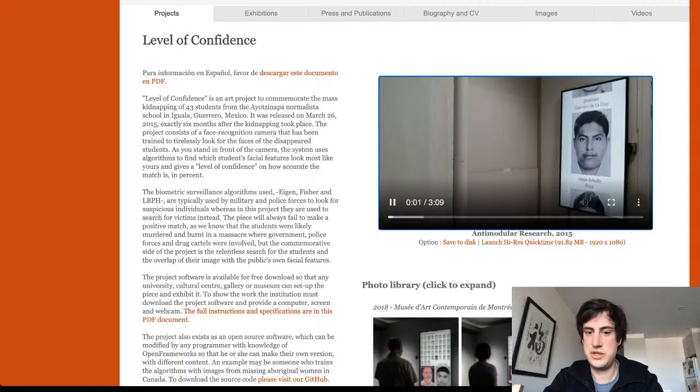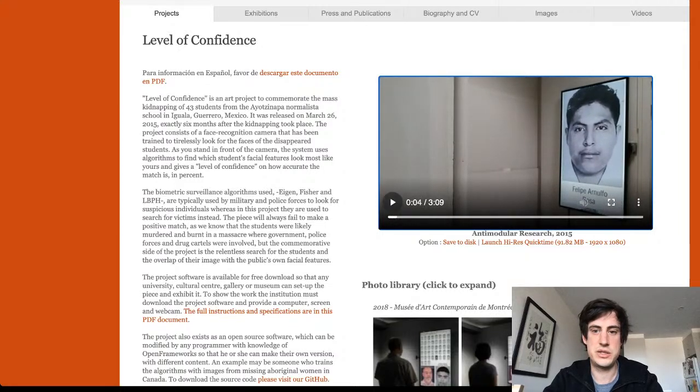This is a facial recognition artwork, so it uses a camera to detect the user's face, and it compares the user's face against a series of photographs of school-age children that went missing or were kidnapped after a massacre that occurred in Mexico. It has this sort of missing persons register, and it scans the user's face, reads the face, and then tells the person which of the missing people they most look like, and the percentage of confidence it has that they are in fact that person.